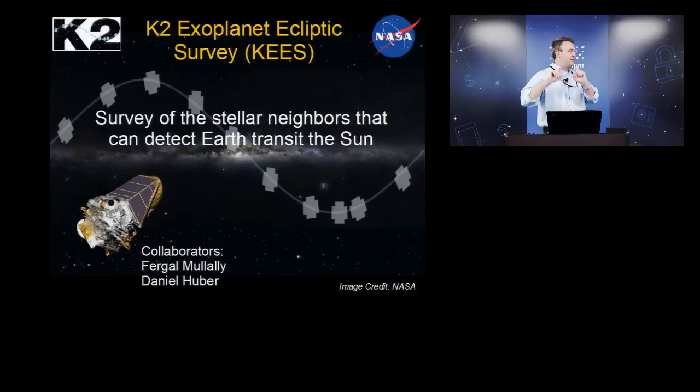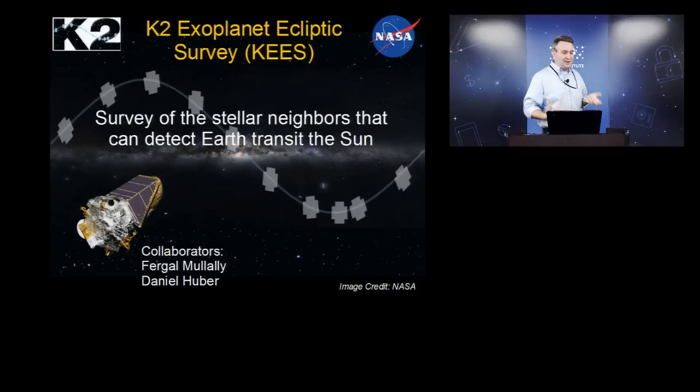Basically, K2 is now using the Kepler spacecraft to look at several fields along the ecliptic for around 80 days each. So instead of Kepler, which stared at one field for 4 years, K2 looks at separate fields for around 80 days and then moves on.